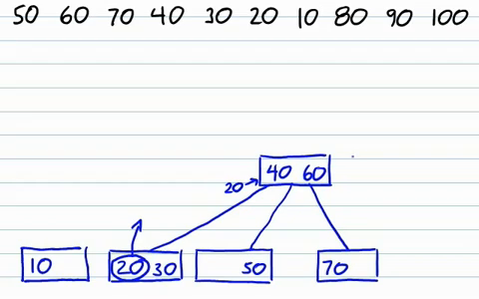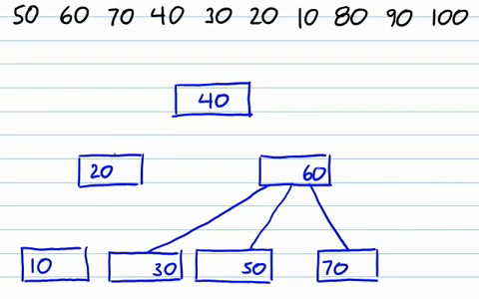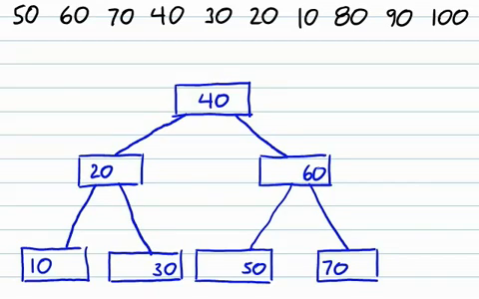Now, since this is a root node, and since we're splitting the root node, it's going to require the creation of 2 new nodes. So the first of these 2 new nodes is going to contain the value that's the smallest of these 3 values, in other words, 20. And the middle of these 3 values is going to get pushed up into the new root node of our tree. So 40 is moved up into the new root node of the tree. Its left child will be 20, its right child will be this node containing 60, and then 20 will have left and right children, 10 and 30.